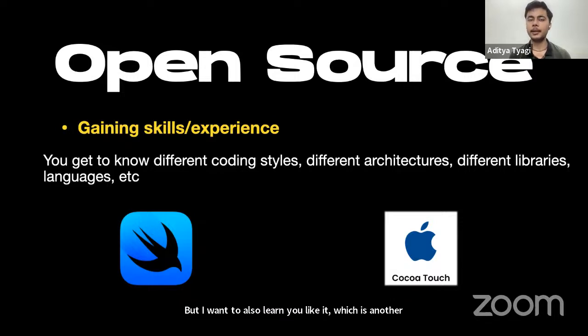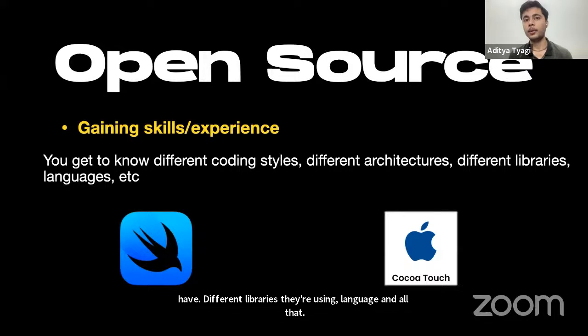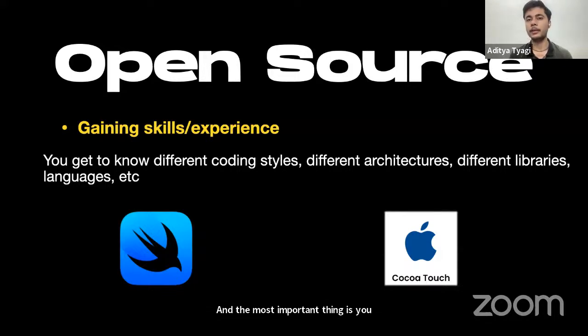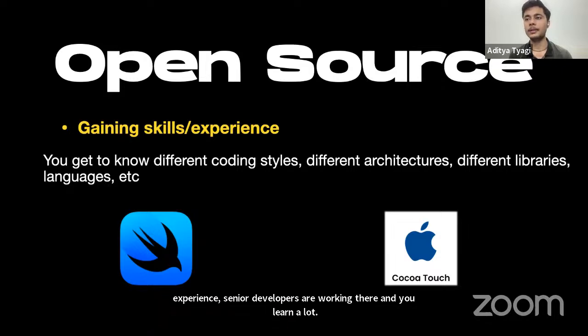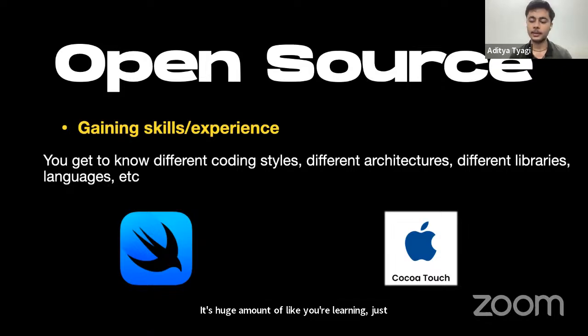So what I can do is go to some repositories and work on UIKit code. I can understand it, and I can work with the developers and moderators working there. I can learn different architectures. Different apps have different libraries, languages and all that. The most important thing is you are exposed to different coding styles. You get real-time experience, with senior developers working there, and your learning curve is just exponential if you do open source.